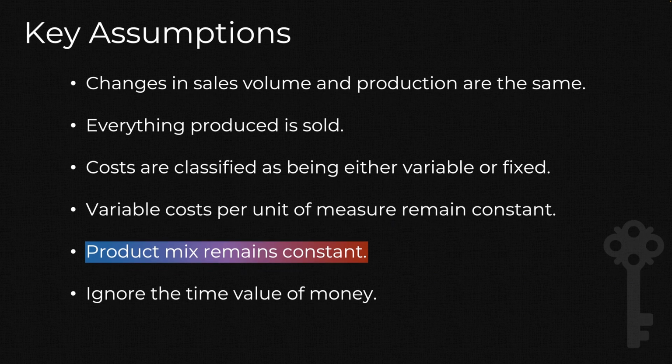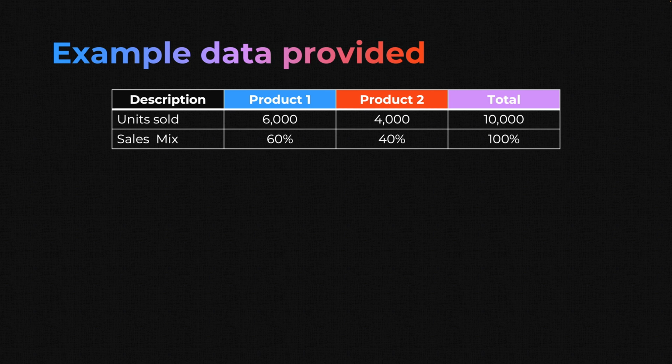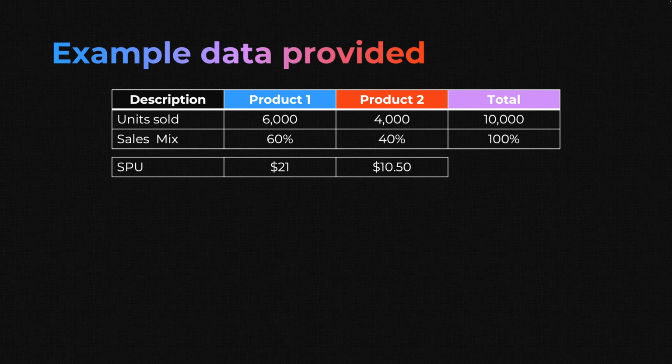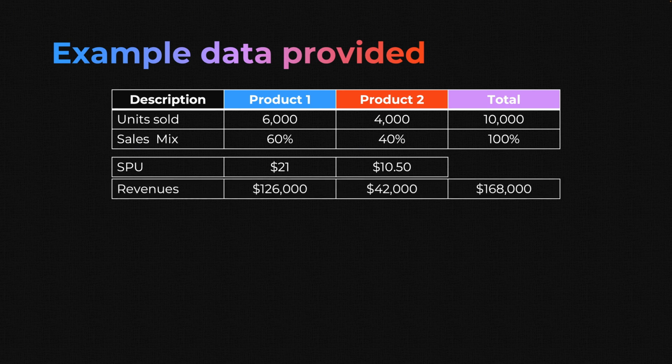Let's go back to the data. Once again, the example data as provided, we have 6,000 units of product 1, 4,000 units of product 2, for a total of 10,000 units sold. We could add some more information. The sales price per unit is $21 for product 1 and $10.50 for product 2. This means our revenues will be $126,000 for product 1 and $42,000 for product 2.